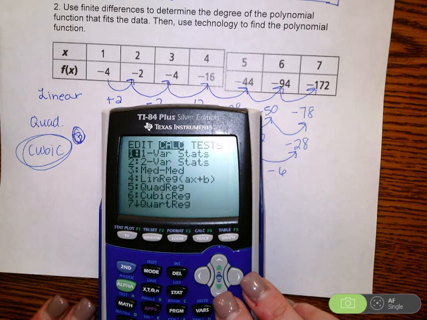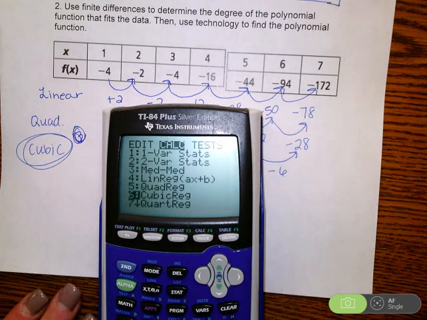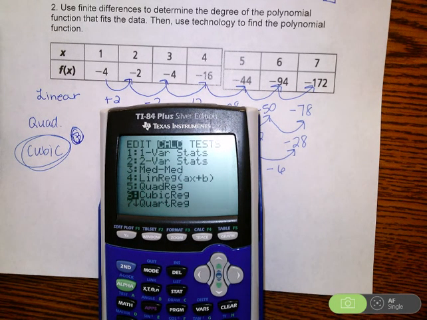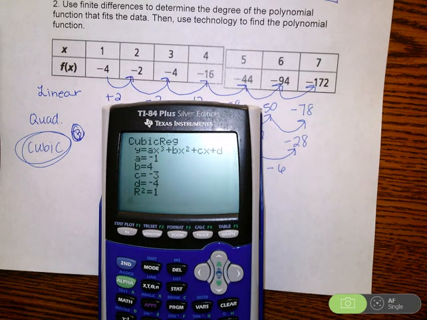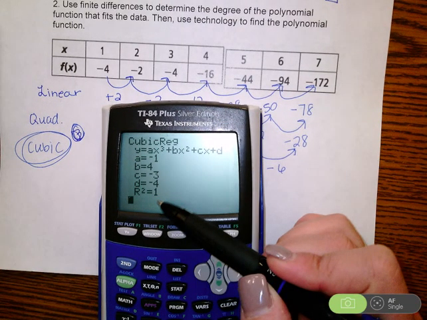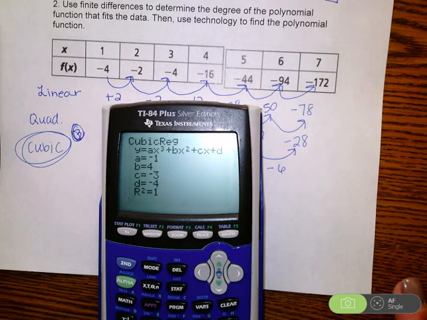Now, because we know that it's a cubic graph, when we find the regression, we hit stat, calc, and go down to cubic regression. We found that it was cubic, so we're going to use cubic regression. We're going to click enter until we get a polynomial there. How we know we're correct is this r squared value is 1. If that r squared value wasn't 1, then you know that you've chosen the wrong regression to use.